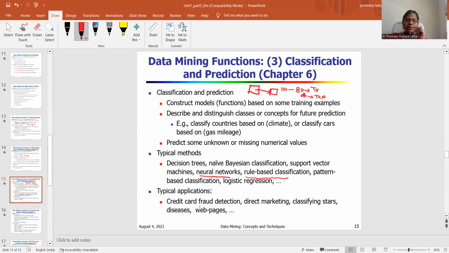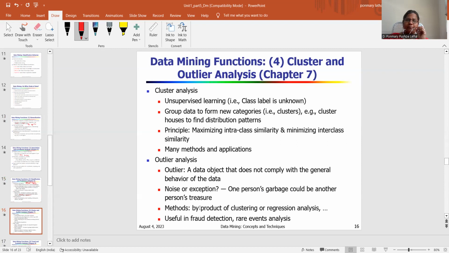Some of the applications where you can apply classification are credit card fraud detection and direct marketing. So in all of these you can apply classification.